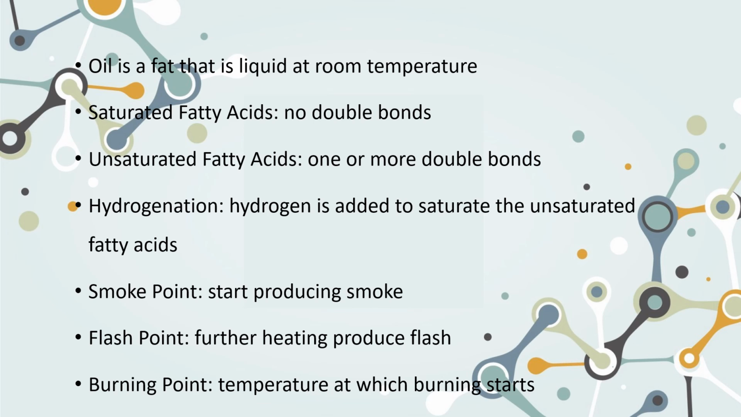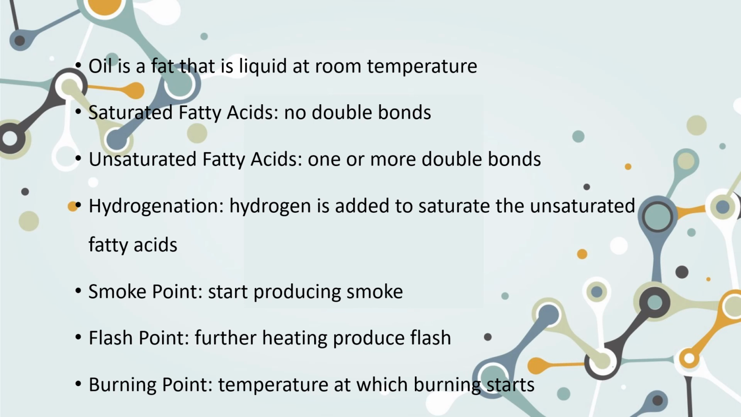Here are some things that we should understand regarding fat and oil. Oil is simply a fat that is liquid at room temperature. If it is solid at room temperature we call it a fat. If it is liquid then we call it oil. There are saturated fatty acids and unsaturated fatty acids. The difference between them is that saturated ones do not contain double bonds. They are all single bonded. But unsaturated fatty acids contain double bonds. If there is one double bond, they are monounsaturated. If there are two or more double bonds present in the molecule, then they are called polyunsaturated.